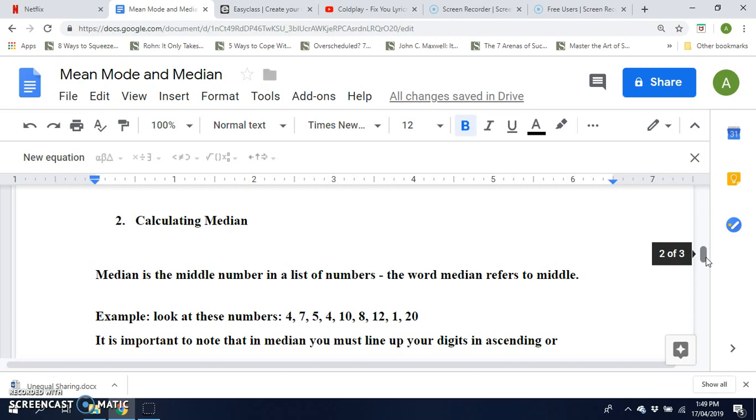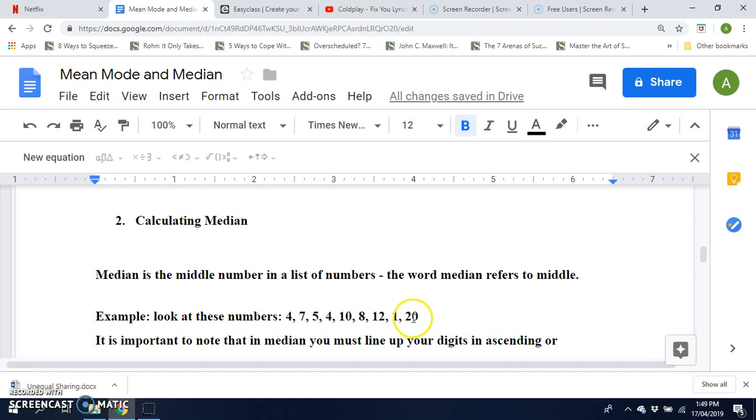So if I give you this list, look at the list properly. 4, 7, 5, 4, 10, 8, 2, 12, 1, 20. Mode is 4. Mode is 4 because that's the most common. Largest number is 10.